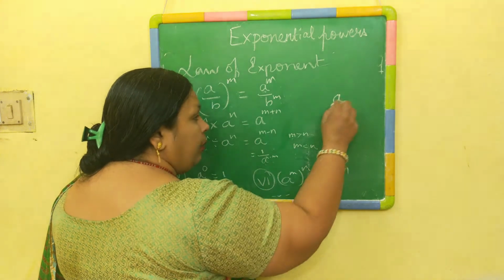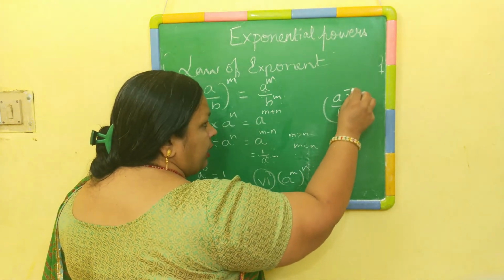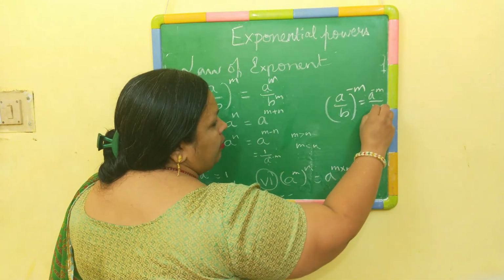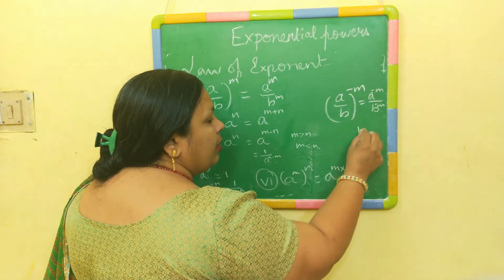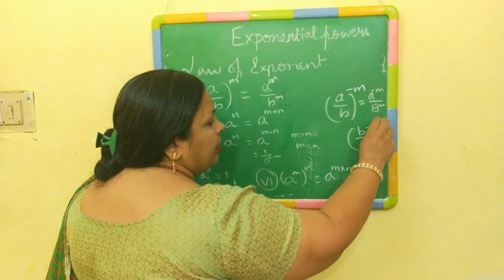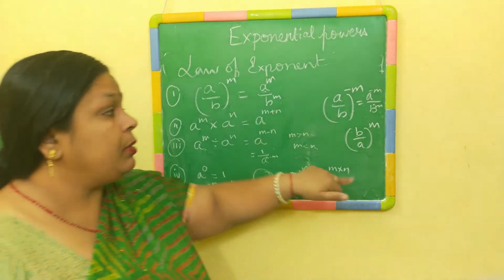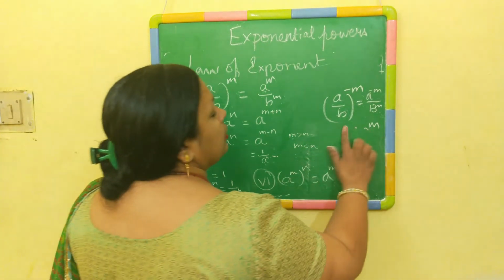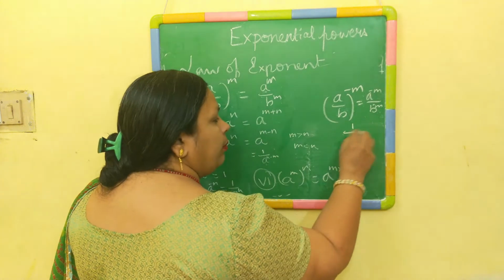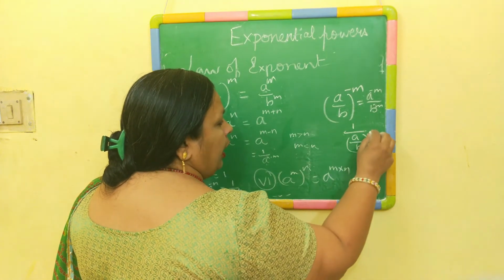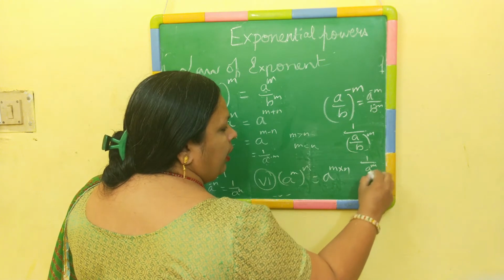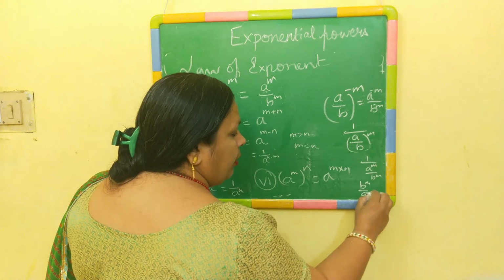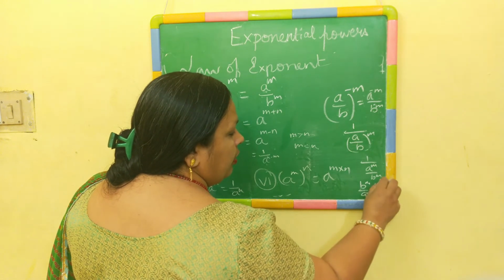Now, if it is a by b power minus m, this can be written as a power minus m and b power minus m, or it can be written by taking the reciprocal, as I have explained, power m. So when we are taking the reciprocal, the negative sign goes off. Clear? How does this go off? This is minus, so 1 by a power m over 1 by b power m. This is nothing but 1 upon a power m and 1 upon b power m. Now this will go up, and will become b power m and a power m, which is nothing but b by a whole power m.